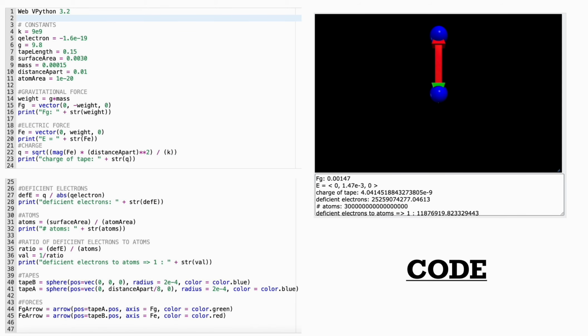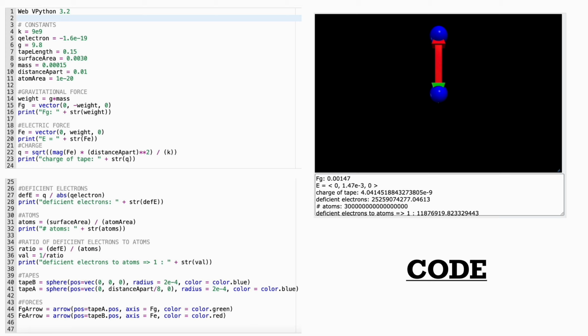which is right here. So we have the code, we've defined our constants on top. Then we calculate the gravitational force, just F equals mg, and that is in the negative y direction. Then we have the electric force, which is equal to the gravitational force since the object is suspended at rest. And then we calculate the charge by rearranging Coulomb's equation to get Q.